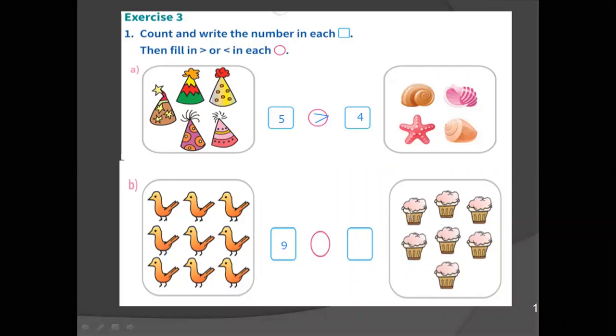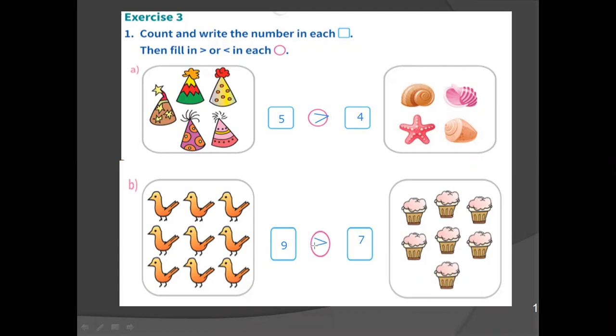Okay. How many muffins are there? 1, 2, 3, 4, 5, 6, 7. 7 muffins are there, so I am writing 7. Is 9 greater or is 7 greater, children? Tell me. Yes, of course 9 is greater. So we will put the greater symbol towards 9 like this.